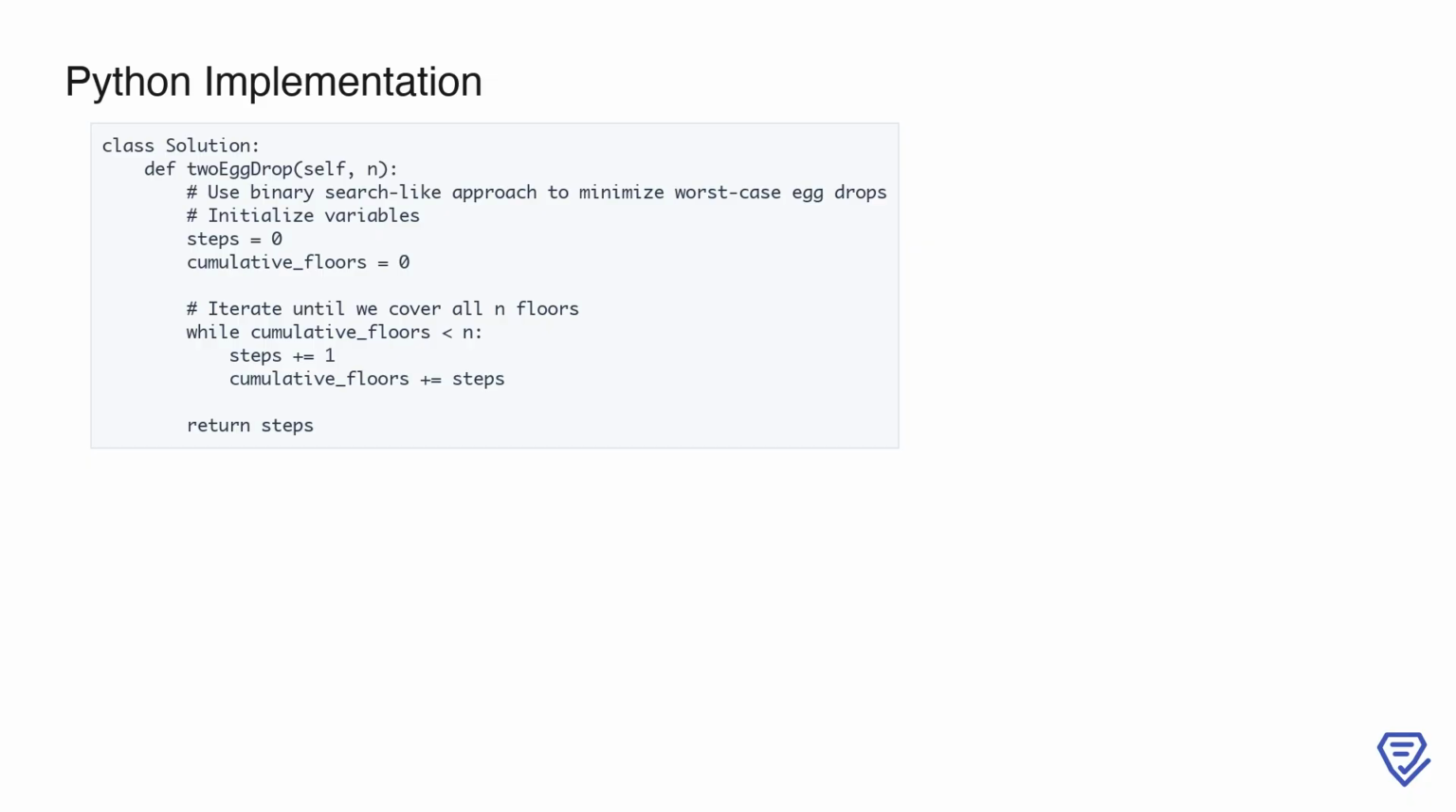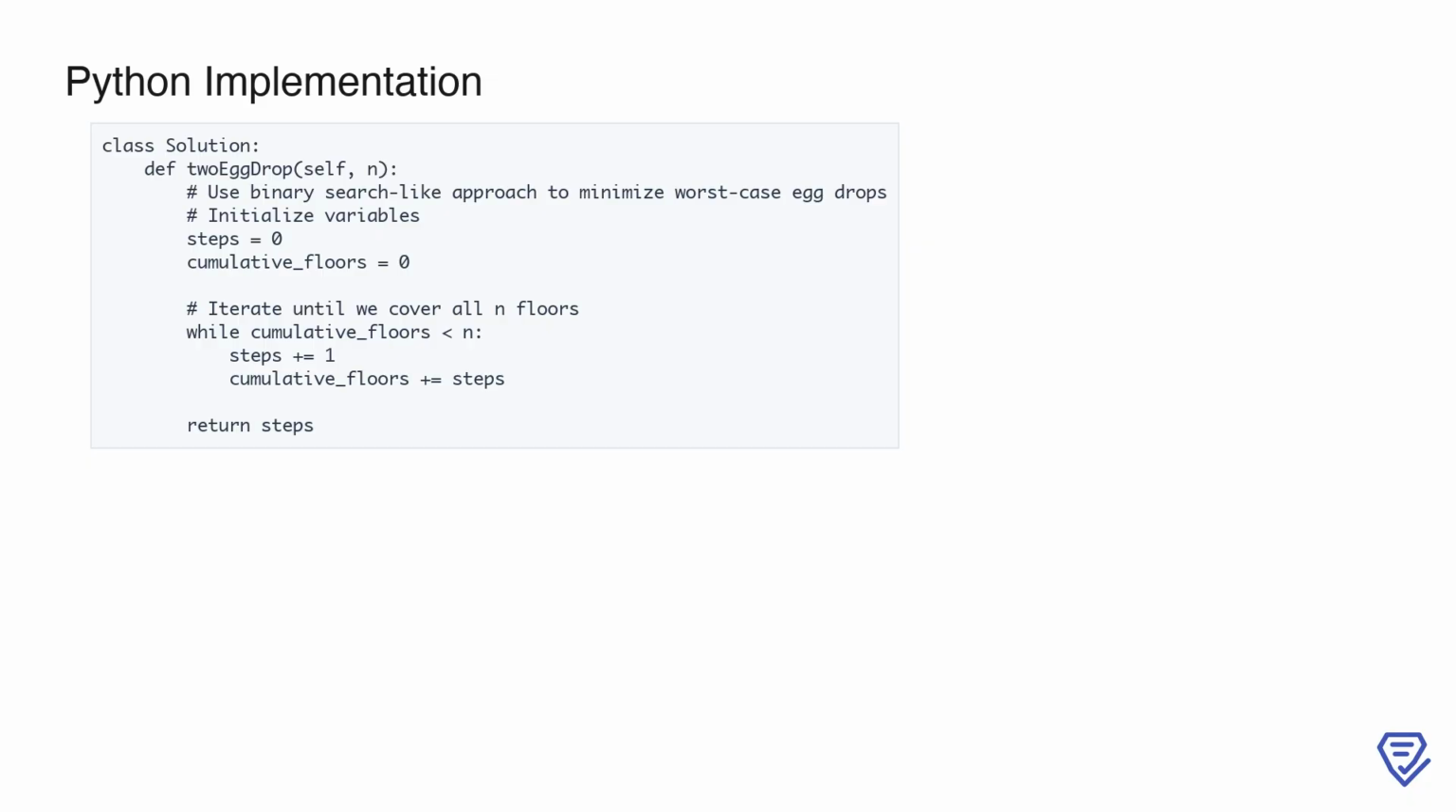### Example walkthrough. If n equals 10, the function works as follows. Step 1, test the first floor, cumulative_floors equals 1. Step 2, test the third floor, cumulative_floors equals 1 plus 2 equals 3. Step 3, test the sixth floor, cumulative_floors equals 3 plus 3 equals 6.